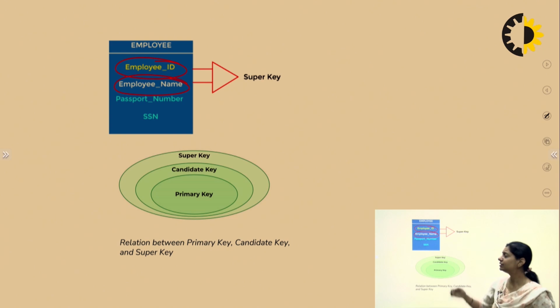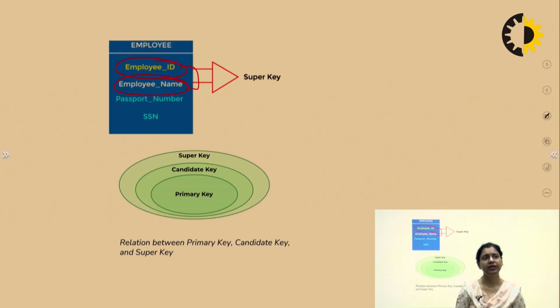In that case, these two become the super key. Employee name could be null also, like if we don't want to mention the name of a person, we only work with the employee ID. In that case, the employee name could be null.